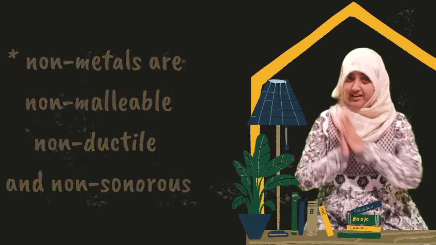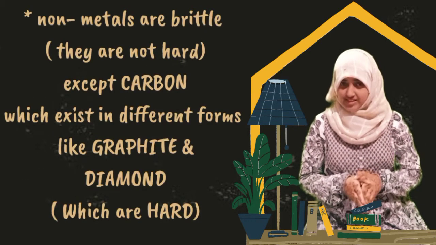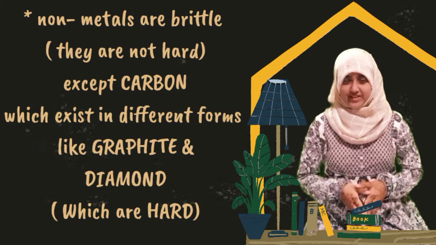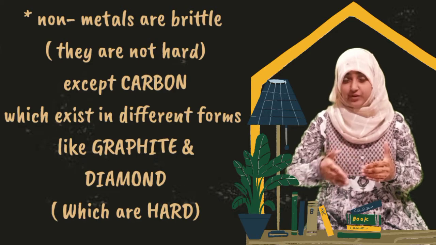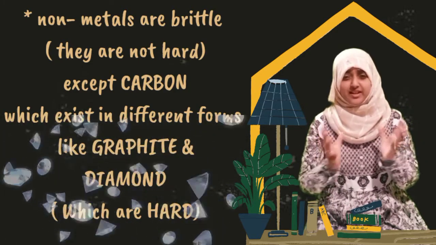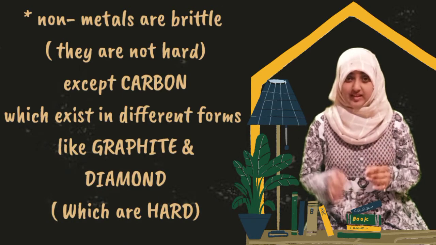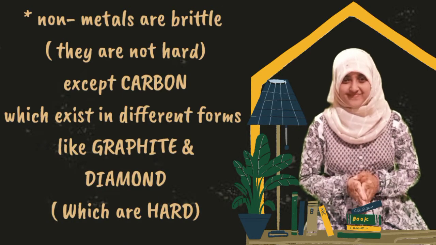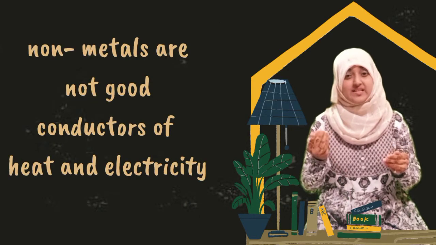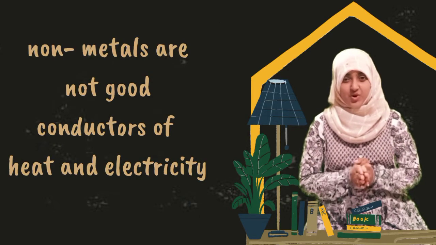Metals are hard, as we know, but the non-metals are brittle, which means they are not hard, except carbon. So this carbon can exist in different forms such as diamond and graphite, which are actually very hard. So this is the exception in case of non-metals. These non-metals are not good conductors of heat and electricity. So these are all the differences in the physical properties of metals and non-metals.